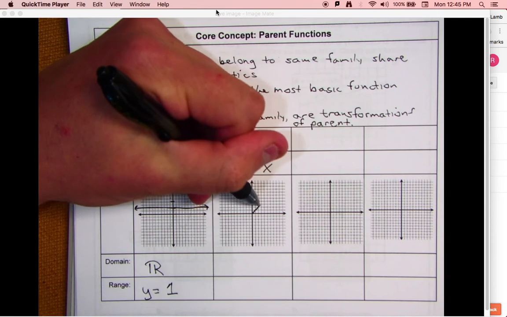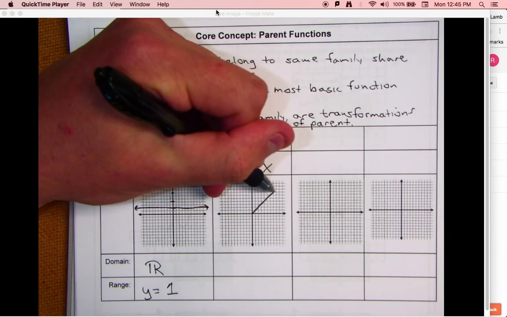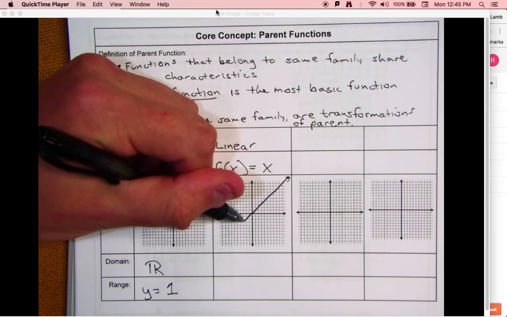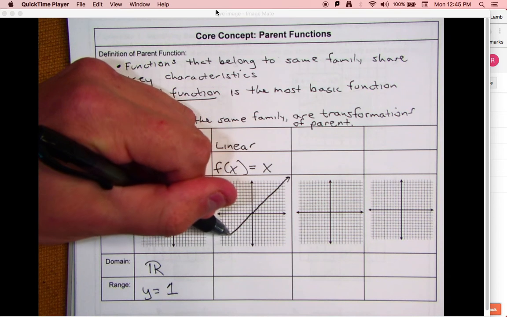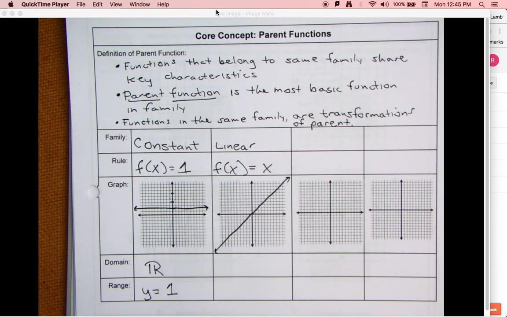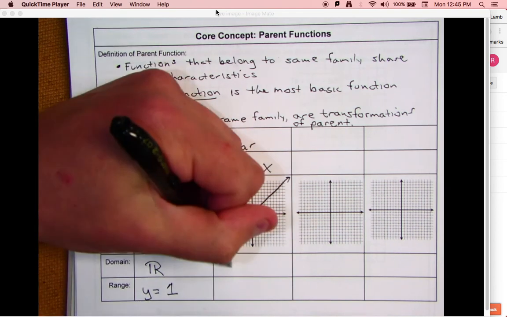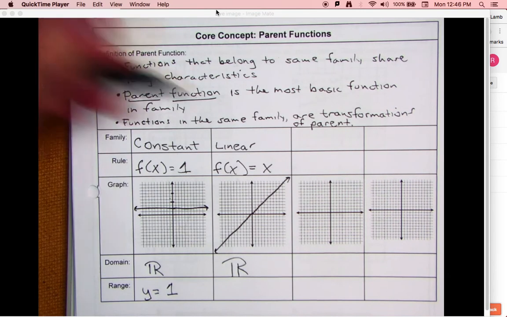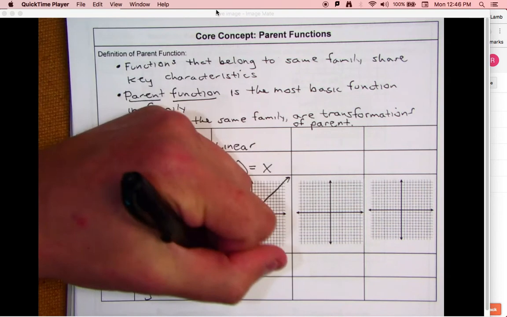It goes up at a 45-degree angle this way forever, and it comes back down. If you think about what those points are: 1, 1, 2, 2, 3, 3, negative 4, negative 4. Okay. What do the domain and range look like? This goes down and to the left forever, up and to the right forever. So for the domain, it goes left forever, right forever: all real numbers. Range, it goes up forever, down forever: all real numbers.